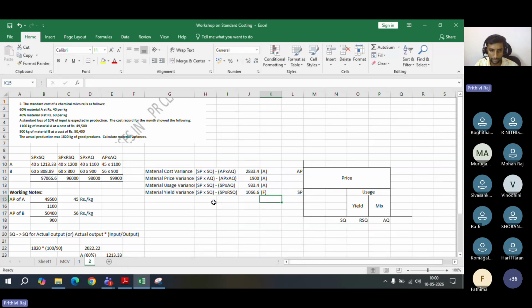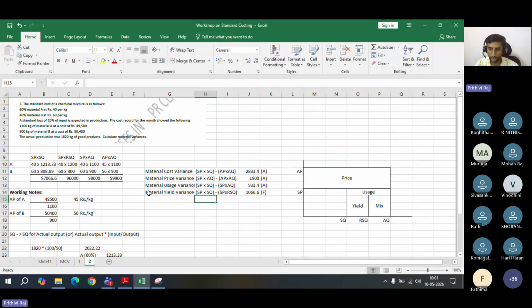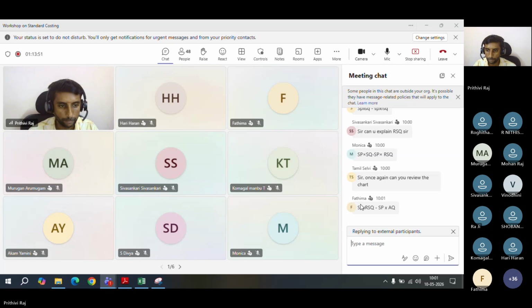Then material mix variance formula. Tell the material mix variance from this graph. Yeah, I'll do it last. Okay, SP into RSQ minus SP into AQ. Others can just try.